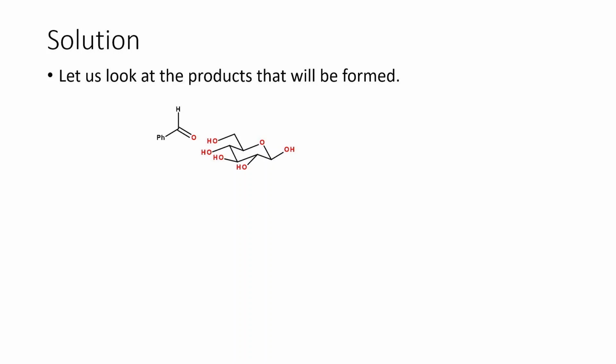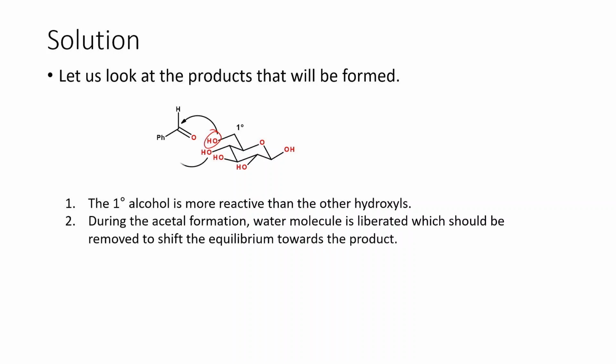So we have a primary alcohol. Of course, you know primary alcohols are much more reactive compared to secondary alcohols. When we use benzaldehyde for this particular reaction, it undergoes acetal formation with the loss of a water molecule. The water molecule is lost during this protection process, which leads to the acetal formation. If we can remove the water molecule, then we can shift the equilibrium towards the product. So this is how the reaction proceeds.